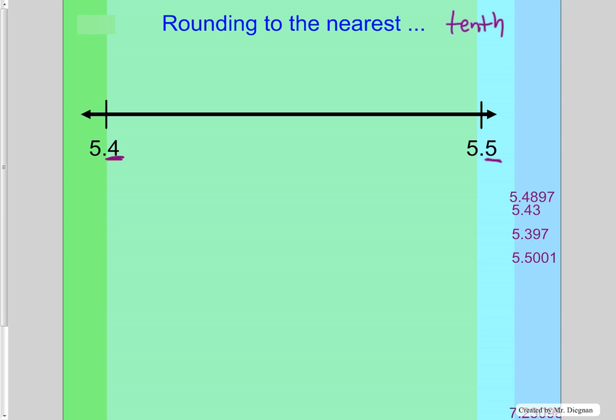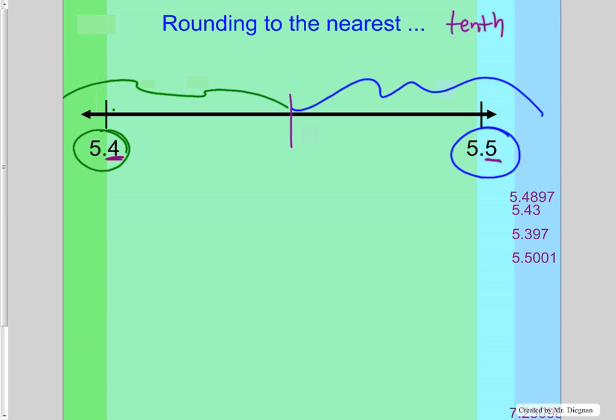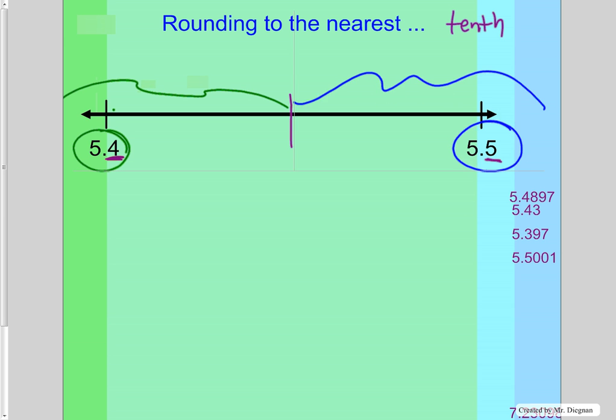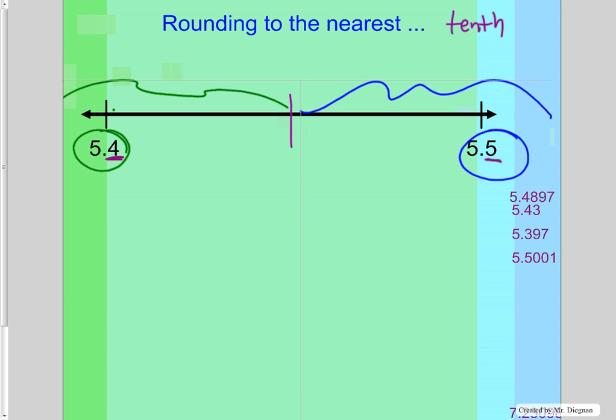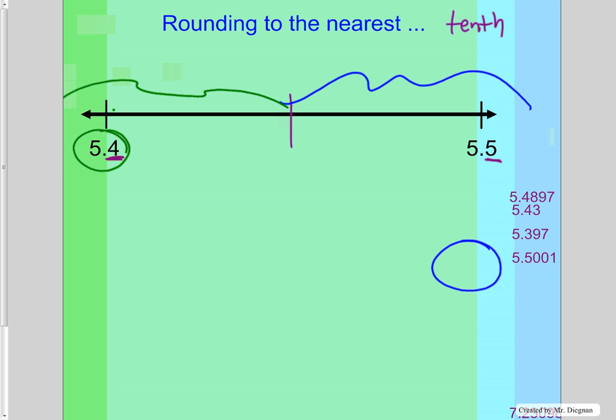So what I want to be able to do next is to think about, okay, well, what's right down the middle? Because I know that anything that's going to be above it will round to 5 and 5 tenths. And anything that's below it will round to 5 and 4 tenths. So the first thing I need to do is find the middle of it. I need to think about what's exactly in the middle of these two, 5 and 4 tenths and 5 and 5 tenths.